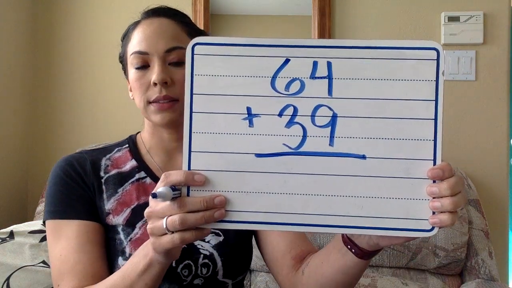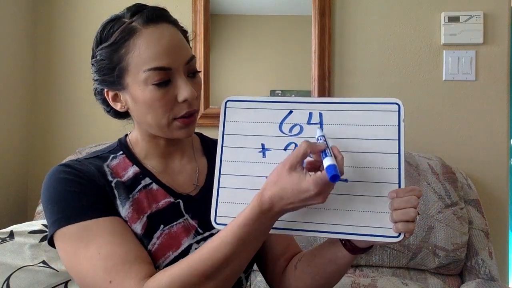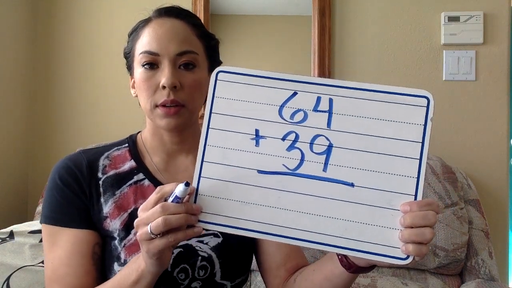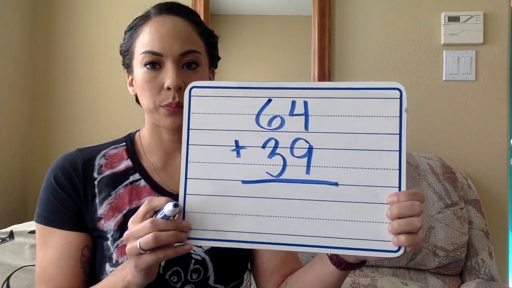Good job. All right, let's do some math. Here is your problem. 64 plus 39. Don't forget to start in the ones place. Pause now. Write your problem down and solve it. Pause now.